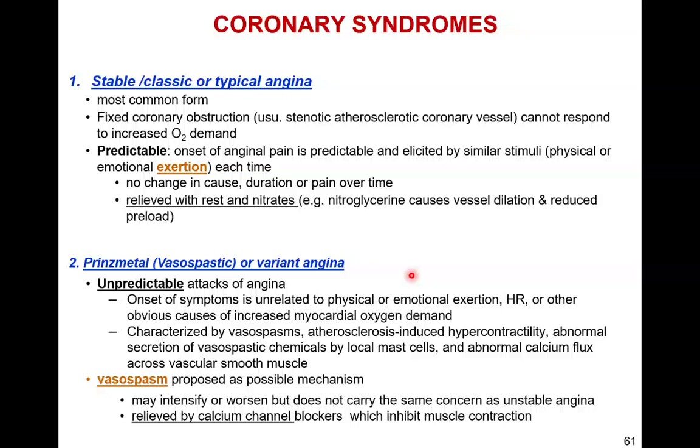The interesting thing about this vasospasm is that it may or may not be associated with atherosclerosis. This type of angina may intensify or worsen. It's relieved by calcium blockers. It doesn't respond to rest necessarily. It doesn't respond to nitroglycerin. And so that's how it's different from stable angina pectoris.